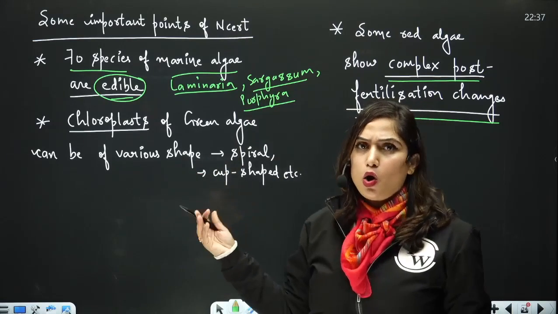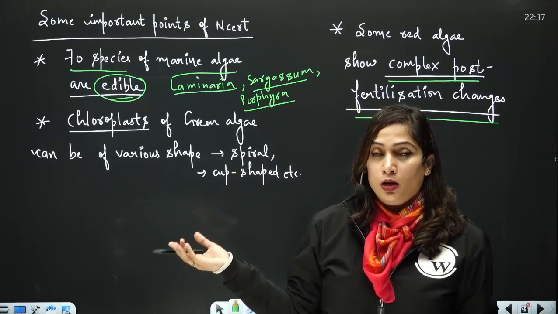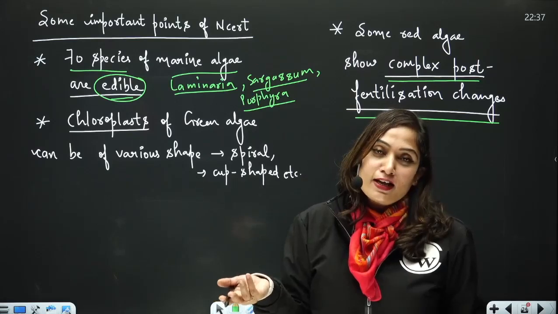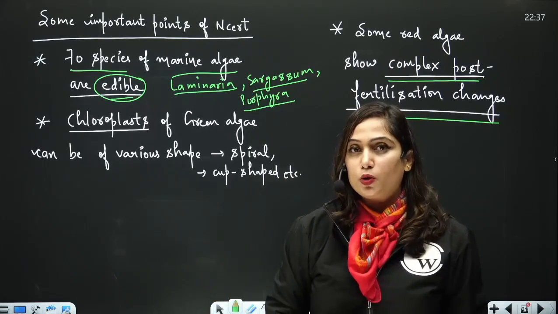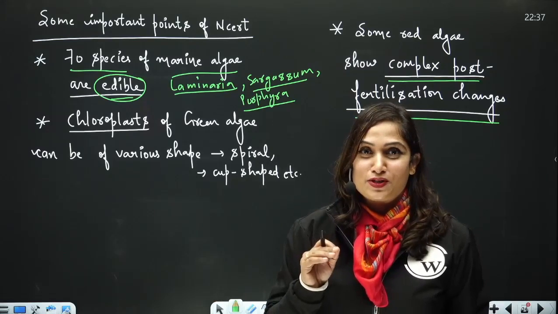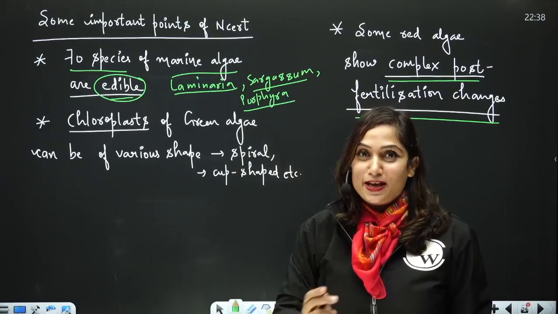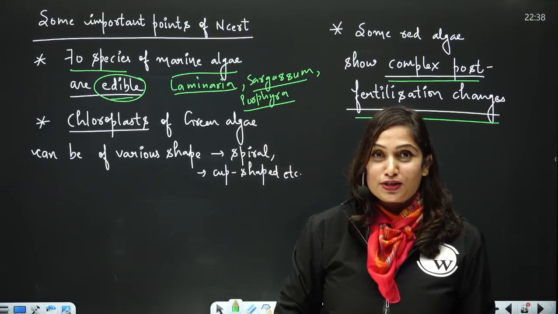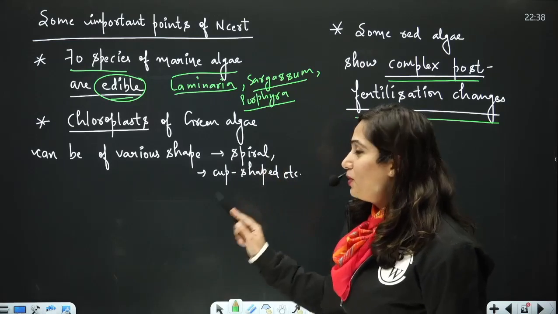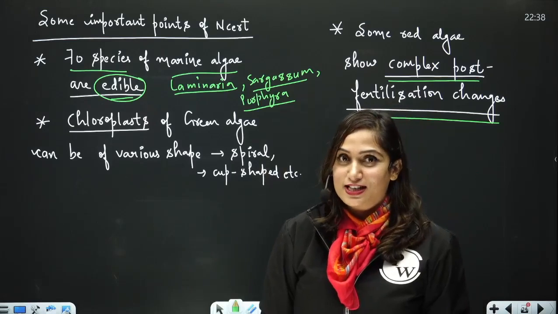All kinds of algae would have chloroplast because they all are eukaryotic and photosynthetic. But what is special about the chloroplast of green algae? That they can be of various shapes. In Spirogyra, the chloroplast is spiral shaped, right? In Ulothrix, it can be girdle shaped. In Chlamydomonas, it is cup shaped. So the chloroplast of green algae can be of various shapes.